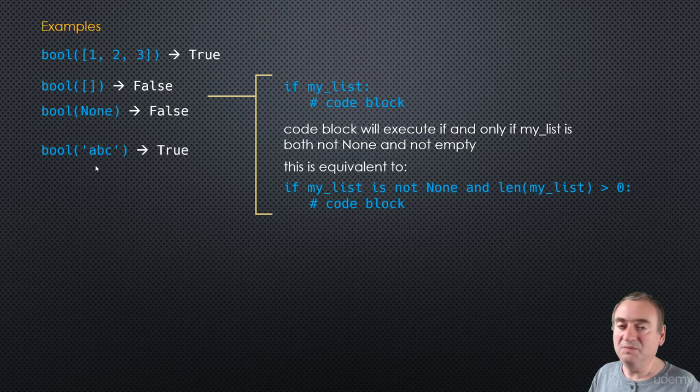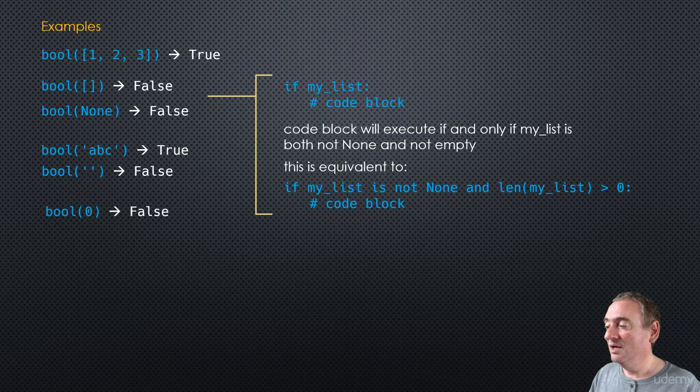So if we look at a string ABC, again, that's a sequence type. It has a non-zero character count. It has a length that's greater than 0. That's truthy as well. An empty string, on the other hand, well, 0 elements in the string, 0 elements in the sequence. That's going to be false. Boolean of zeros we've seen before is false. Why? Well, the number is 0. That's always going to be false.